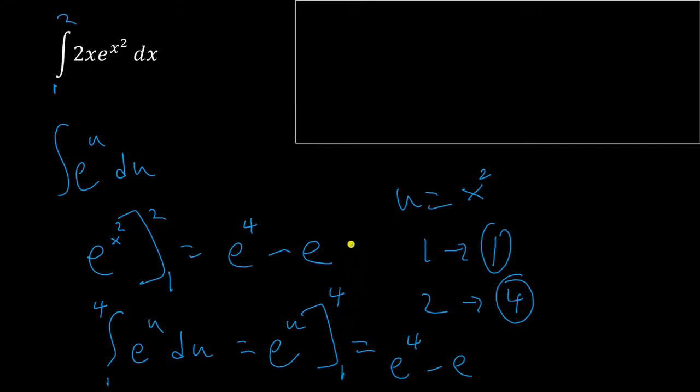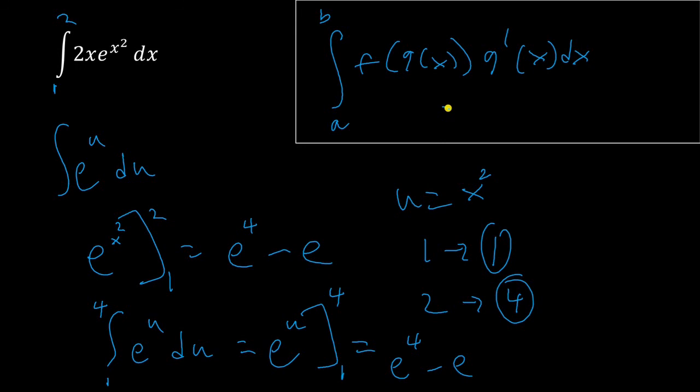Now I'm just going to write the official format for this. So the integral from a to b of f of g of x, this is just the form of a function that can be integrated using u-substitution, is equal to the integral from g of a to g of b of f of u du. Use whichever way you want. This is just a little trick that might save you some time.